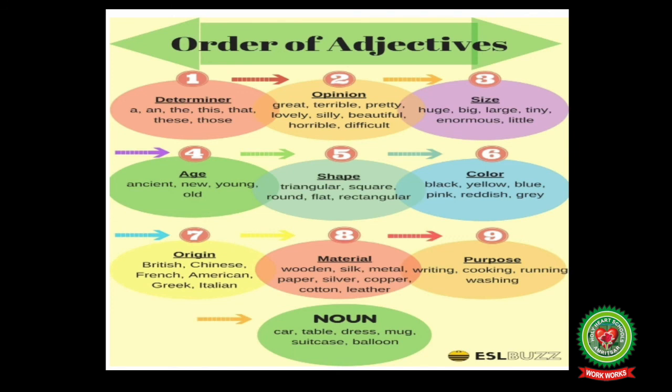Number 6 is color, that is black, yellow, blue, pink, reddish, grey. Number 7 comes origin, which is British, Chinese, French, American, Greek, Italian. Number 8 is material, which is wooden, silk, metal, paper, silver, copper, cotton, leather. And number 9 is purpose, that is writing, cooking, running, washing. And these all describe the noun that can be car, table, dress, mug, suitcase, balloon.